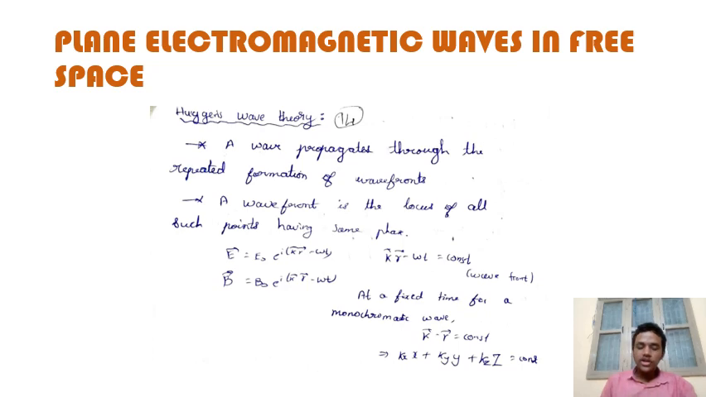Then plane electromagnetic waves in free space. According to Huygens wave theory, a wave propagates through the repeated formation of wavefronts, plane wavefronts. A wavefront is the locus of all such points having the same phase. We now prove that these wavefronts are plane wavefronts for electromagnetic waves. At a fixed time for a monochromatic wave, the propagation constant dot product with r̄ is always constant. This results in the equation of a plane. This confirms that electromagnetic waves are plane waves.